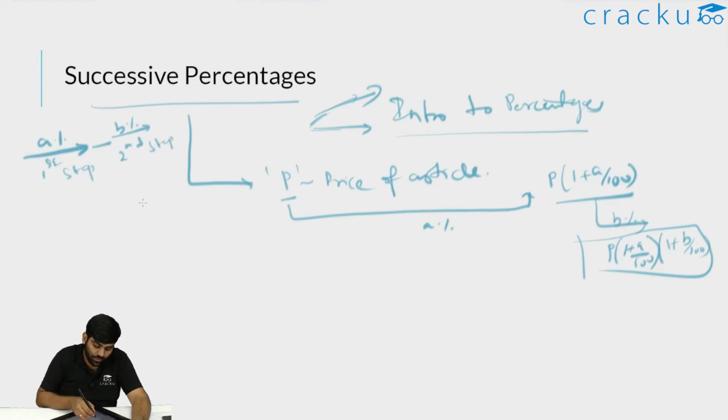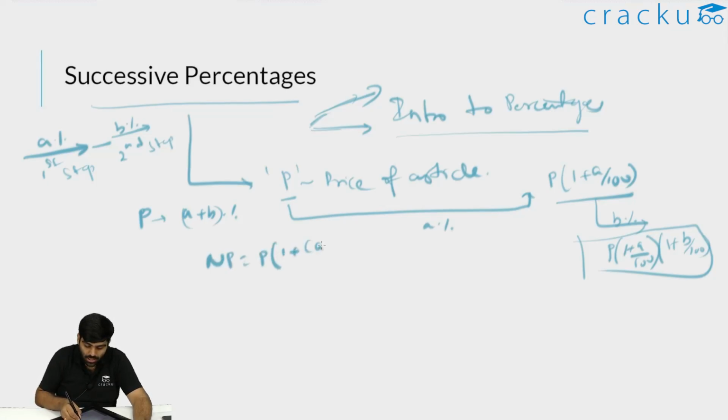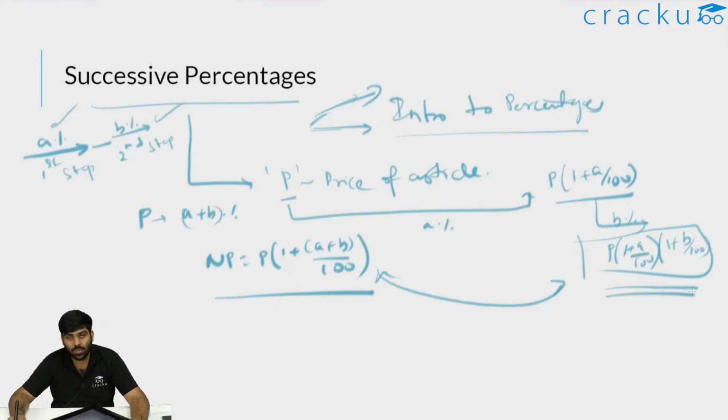This is much different from increasing the price from P by A plus B%. If someone says I'm increasing the price by A plus B%, the new price would be the old price P into 1 plus A plus B by 100. This is way different from successive percentages, which we got by doing A% first and then again B%, that is P into 1 plus A by 100 into 1 plus B by 100. This is the difference between successive percentages and the direct percentage.